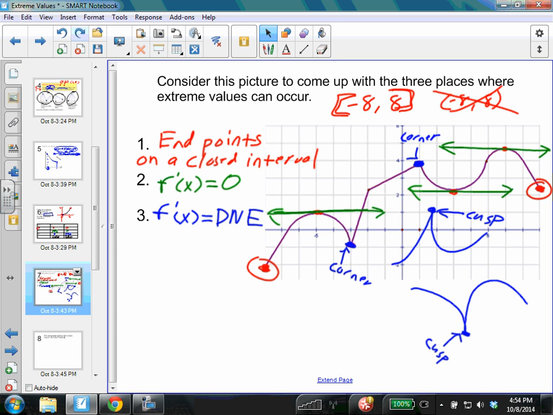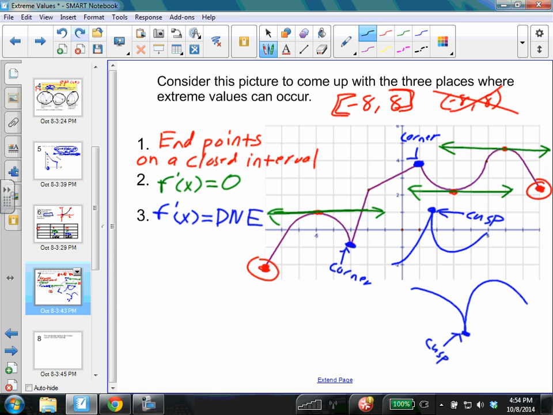And so these are the 3 main places that we're looking for: where the endpoint's on a closed interval, or if the derivative is equal to 0, or if the derivative does not exist. Derivative equals 0 gives us those flat spots on top of a hill or in the bottom of a valley. And does not exist gives us those mountaintops, those high peaks. The corners that stick up and the really, really sharp valleys that stick down. So those are the different places we can get them.